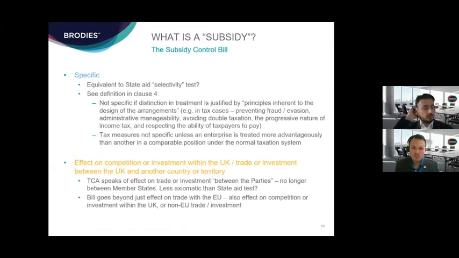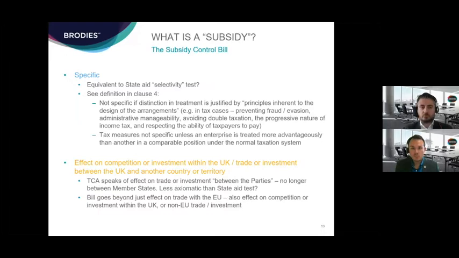So our next term, the assistance has to be specific. Is obviously most equivalent to the state aid selectivity test, and clause 4 kind of unpacks that. It says that assistance isn't specific if the distinction in treatment between enterprises is justified by principles inherent to the design of the arrangements. So the bill gives as an example in tax cases that those principles would include things like preventing fraud or tax evasion, administrative manageability, avoiding double taxation, progressive nature of income tax, and respecting the ability of taxpayers to pay. And it also says that tax measures are not specific unless an enterprise is treated more advantageously than another in a comparable position under the normal taxation system.